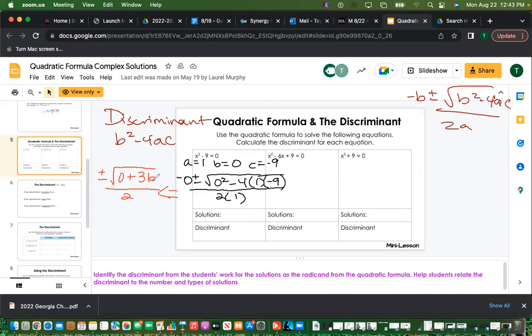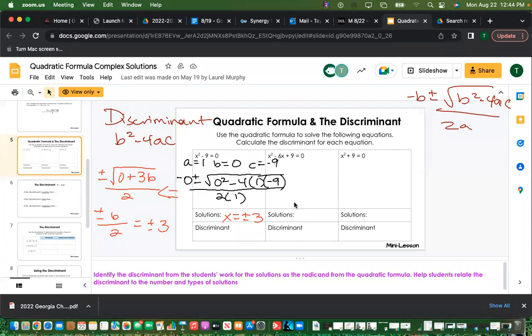Again, we're going to simplify this. And that's going to give us 36. When we take the square root of 36, we're going to get positive and negative 6 divided by 2, which can be simplified down into positive and negative 3. So our solutions are going to be positive and negative 3. Let me give you a second to finish writing that down.